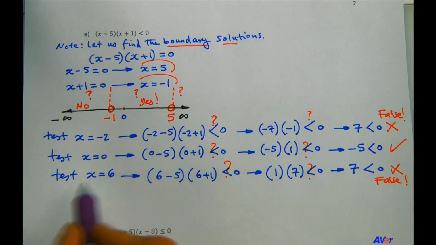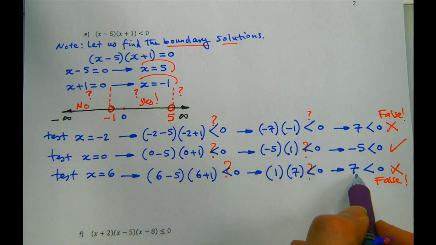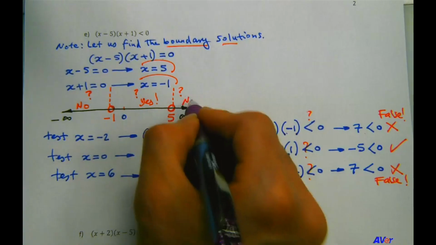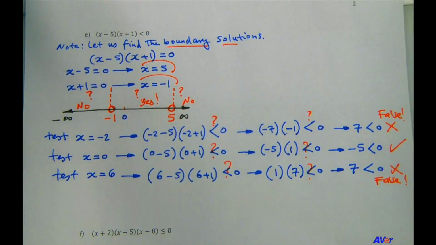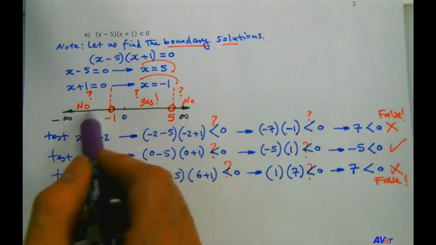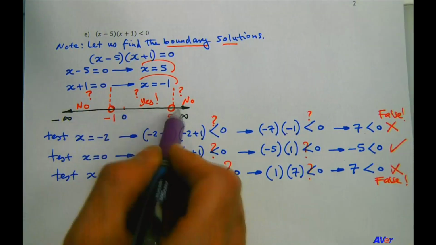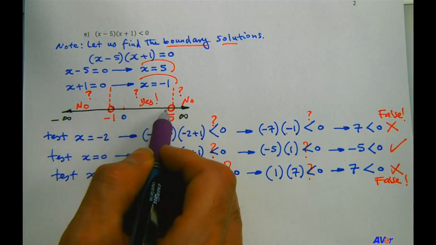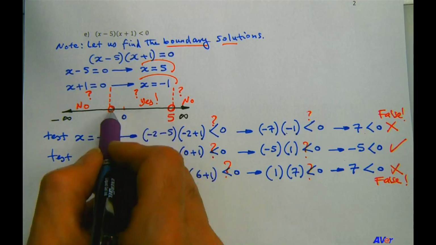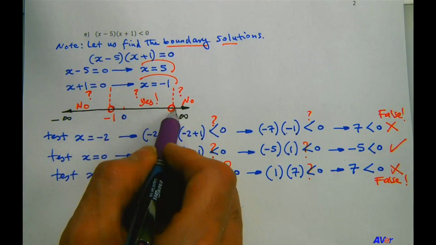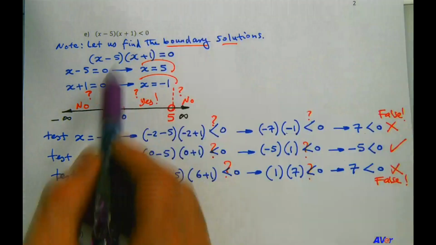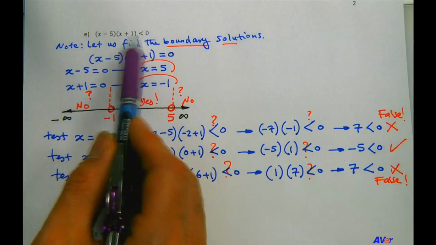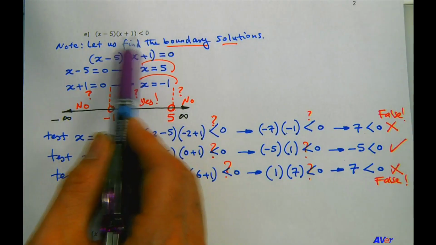So we picked a test number. It led to a conclusion which is not correct. So we say no, that region is not a solution either. So look at this. And we know that the boundary solutions are also not part of the solutions. The boundary numbers, negative 1 and 5, are not part of the solution because they would make this expression equal to 0, and equal to 0 is not an option.